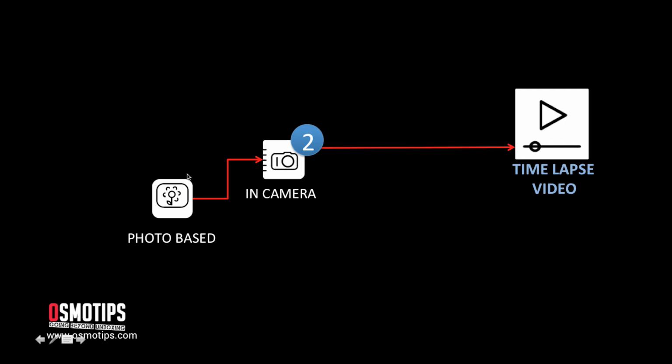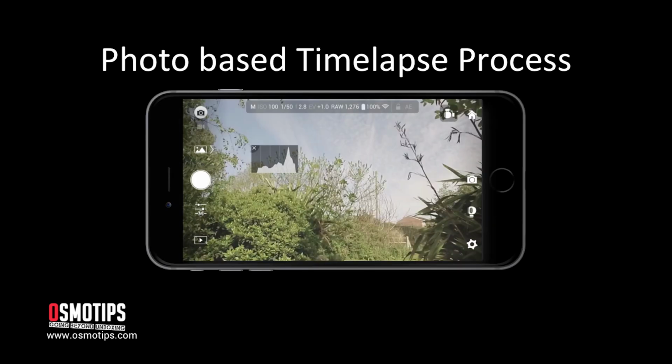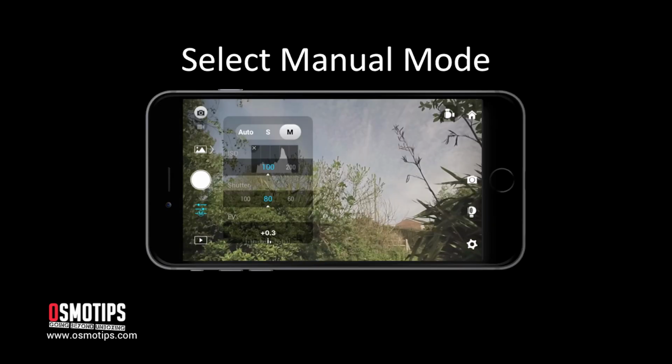Method number 2 is a photo-based method, and processing of the time-lapse is done in camera, so inside the DJI Osmo itself, and we get the time-lapse video straight out from there. So let's see how this is done. The first thing you want to do is make sure you're in camera mode. Then next, you want to select manual mode.